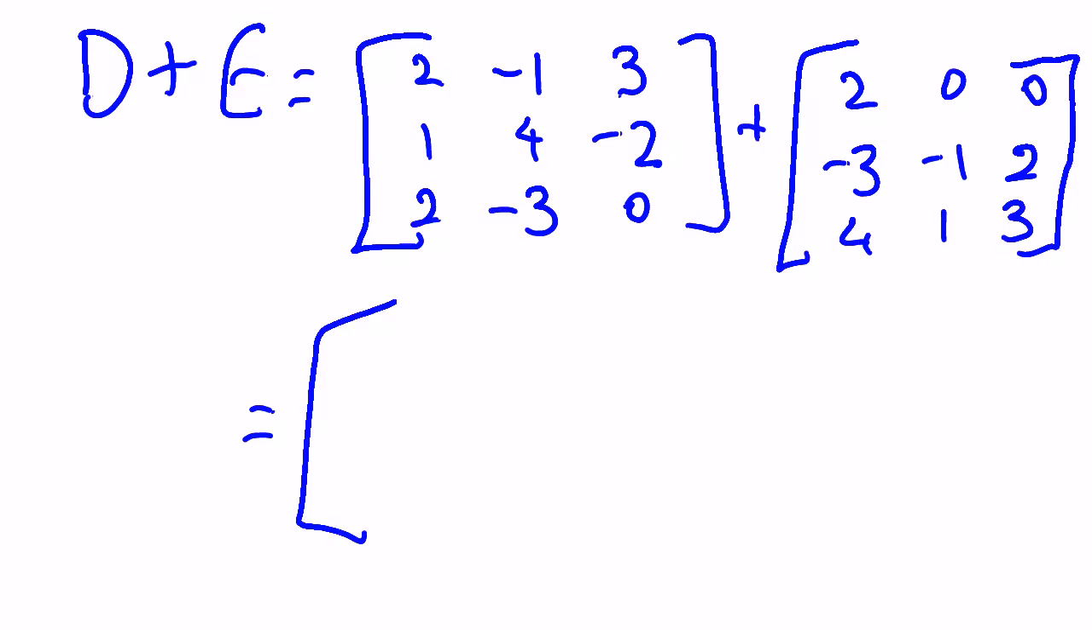Okay, so I've copied down the first one, D plus E. So I've got 2, negative 1, 3, 1, 4, negative 2, 2, negative 3, 0. That's D. And E is 2, 0, 0, negative 3, negative 1, 2, 4, 1, 3. All I do, once again, is I add the common elements. So in my first one, I'm going to add the 2 and the 2 to get me 4.